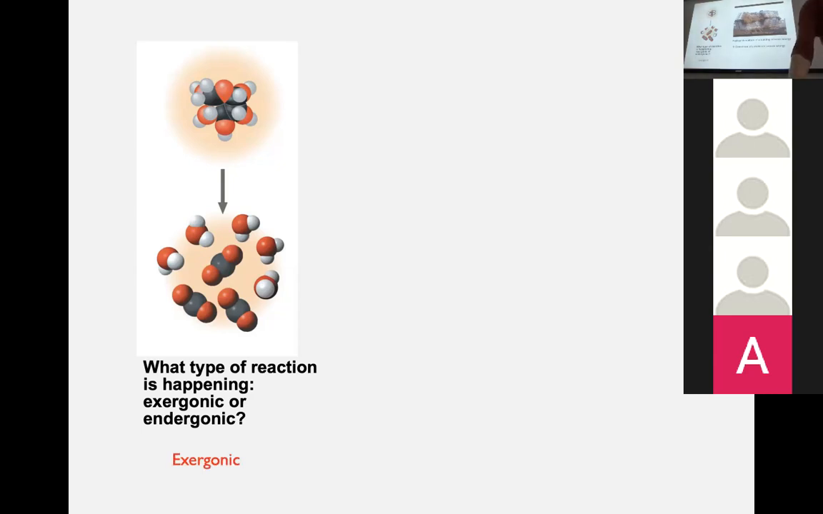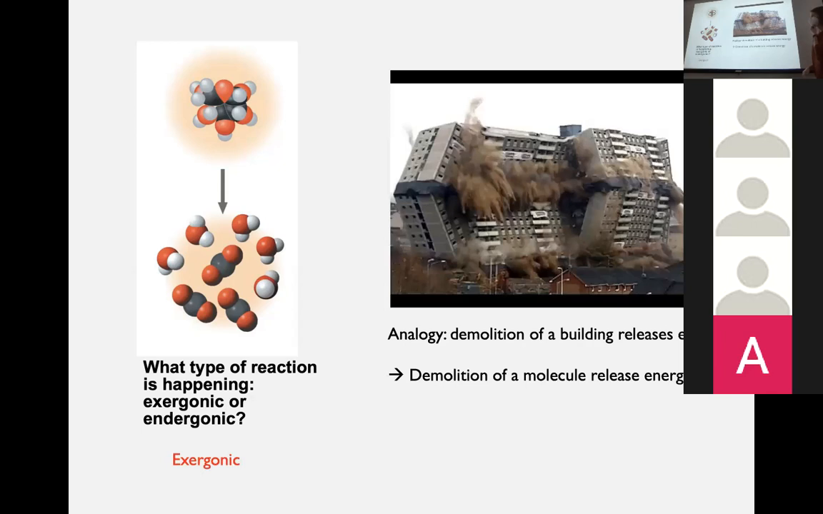I always think of buildings as an example. A good analogy for this: demolishing a molecule is sort of the same as demolishing a building, right? This building being demolished is basically releasing a ton of energy. That explosion idea is releasing a lot of energy. So the demolition of a molecule, just like the demolition of a building, is going to release energy. It's going to be exergonic. In order to build that building back up, it's going to take a ton of energy, just like putting all these pieces back together. So that would be endergonic.